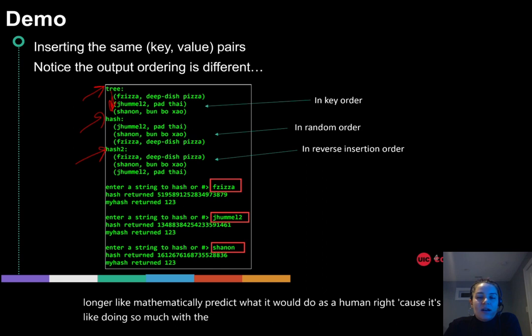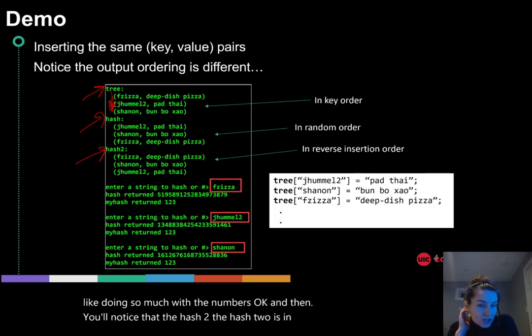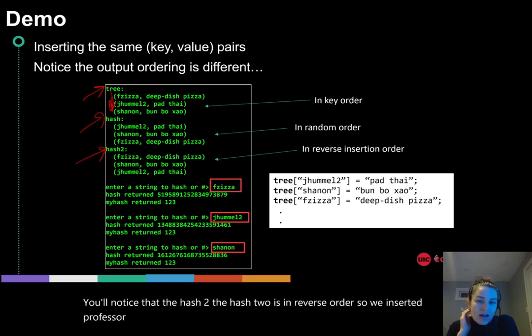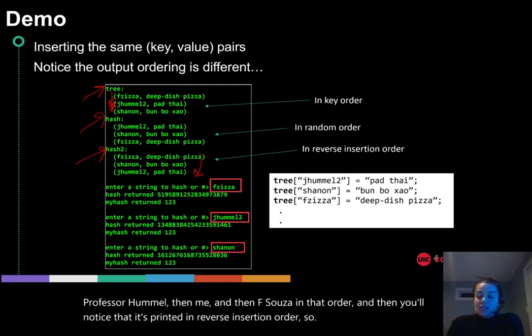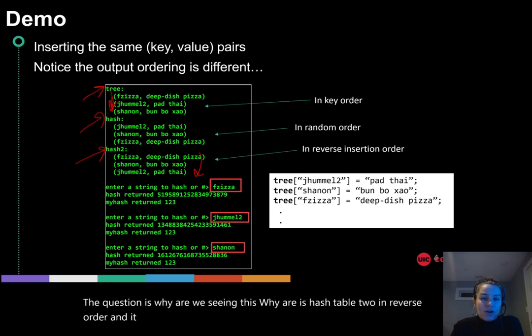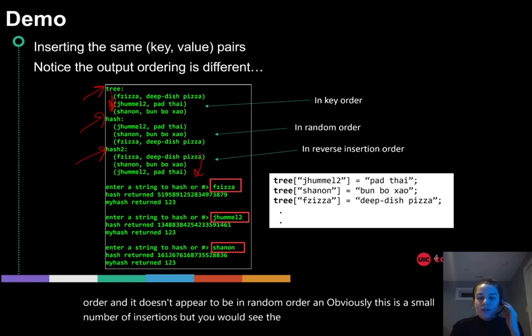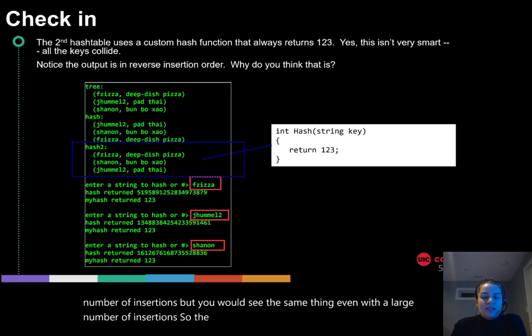Okay, and then you'll notice that hash 2 is in reverse order. So we inserted Professor Hummel, then me, and then F. Zizza in that order, and then you'll notice that it's printed in reverse insertion order. So the question is, why is hash table 2 in reverse order and it doesn't appear to be in random order? And obviously this is a small number of insertions, but you would see the same thing even with a large number of insertions. So the reason is because of this hash function.